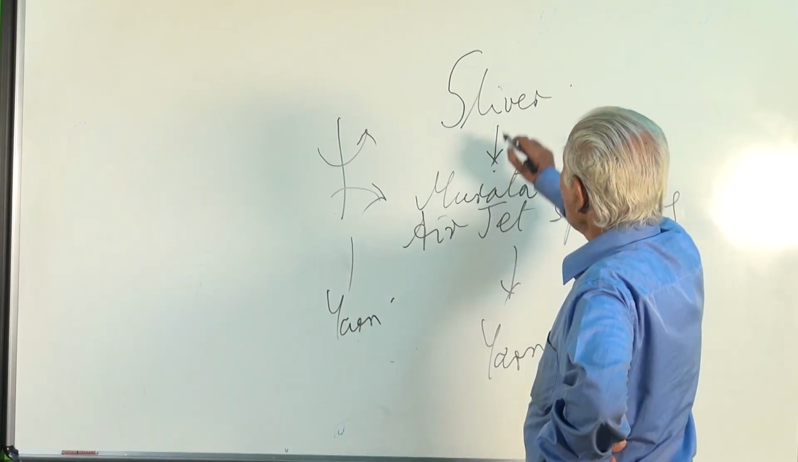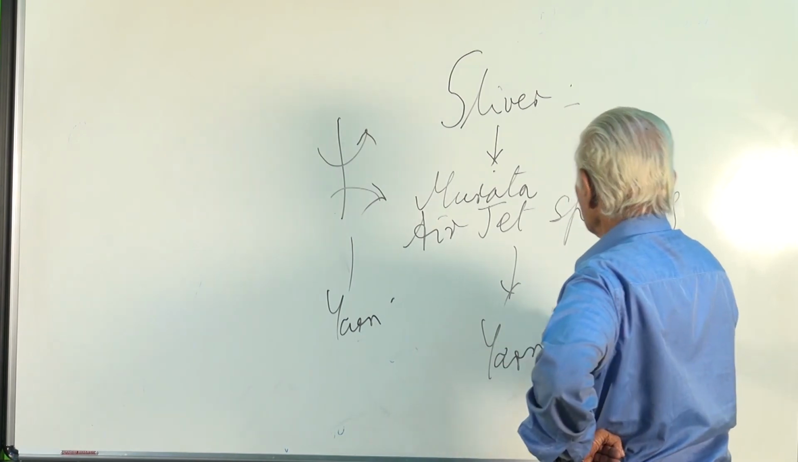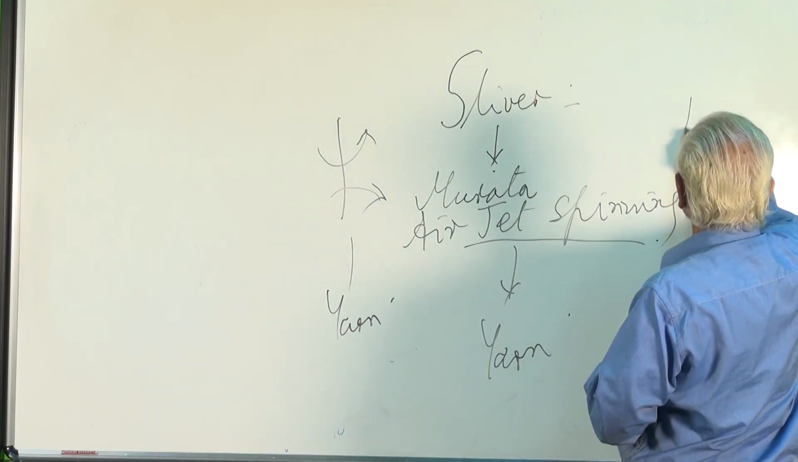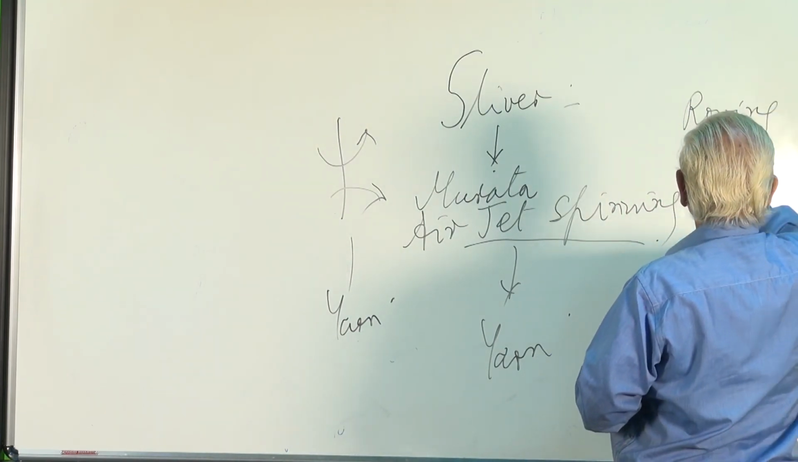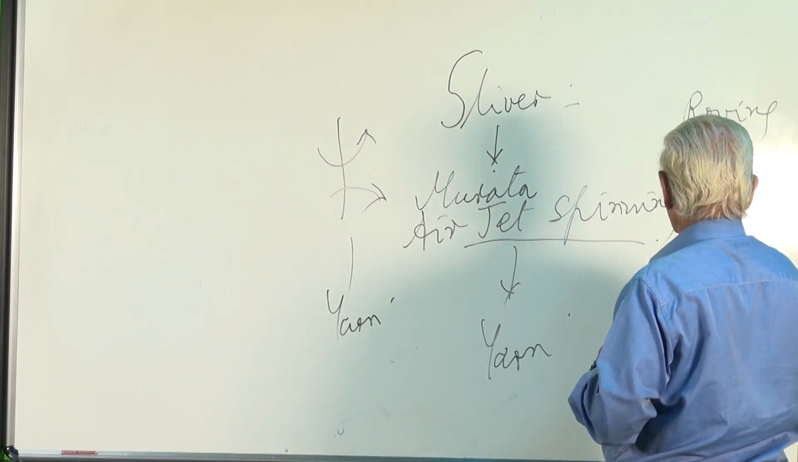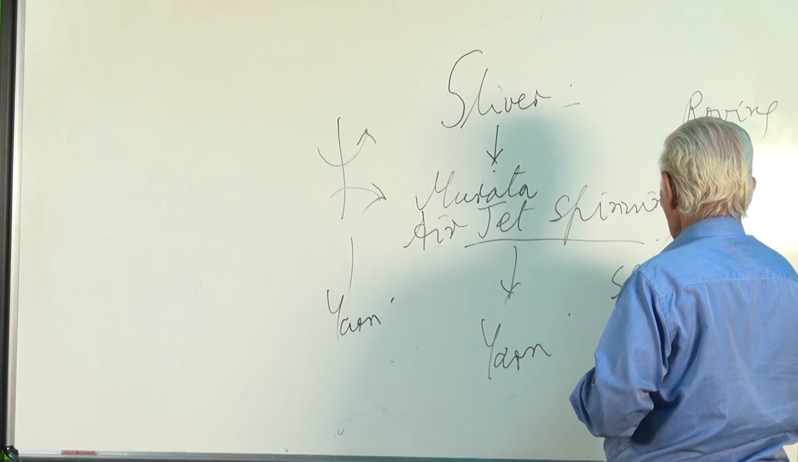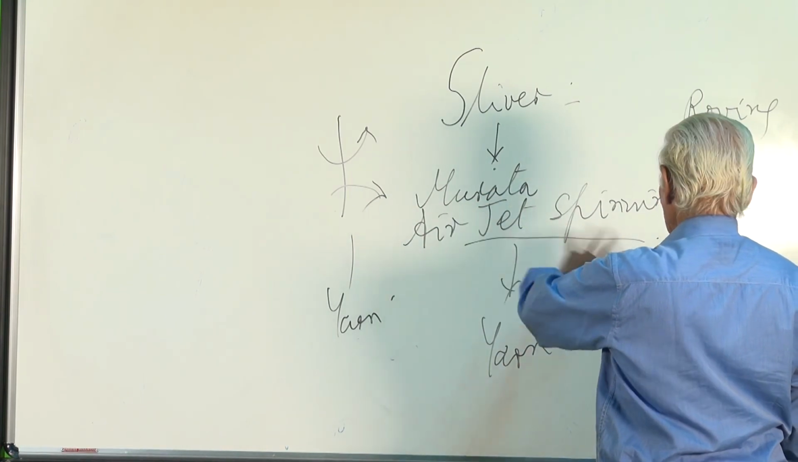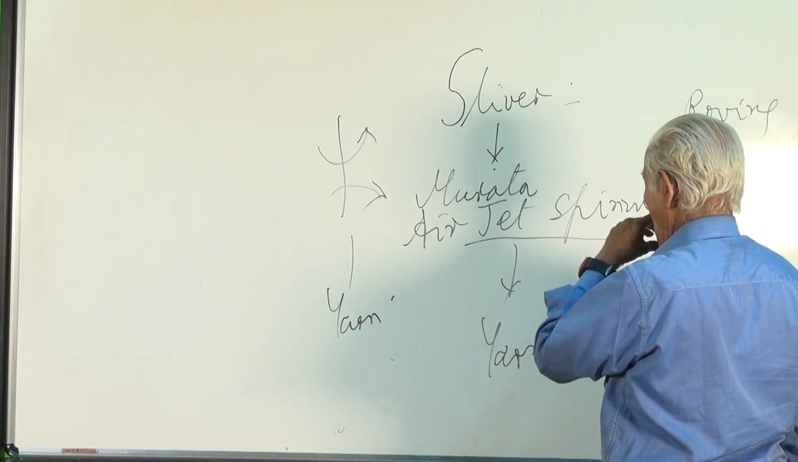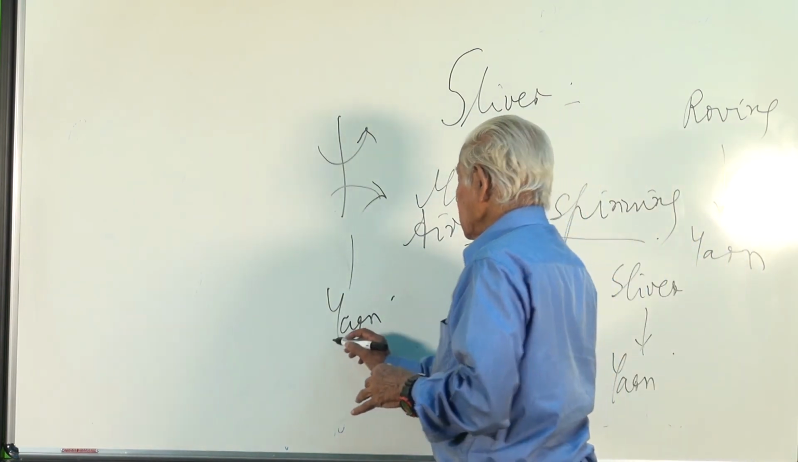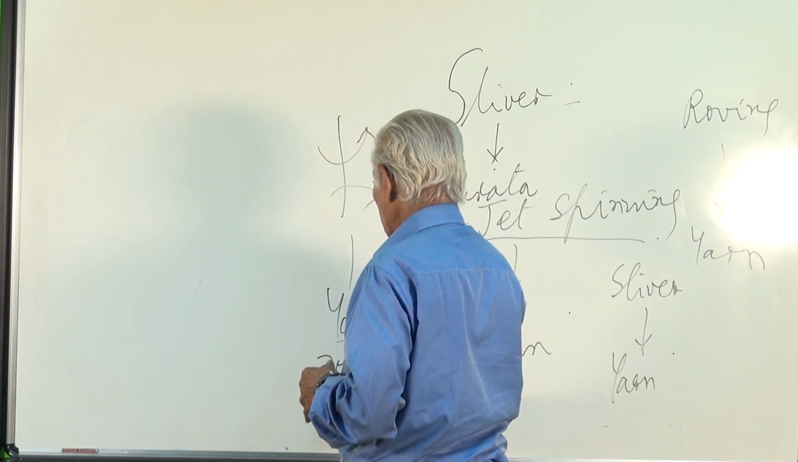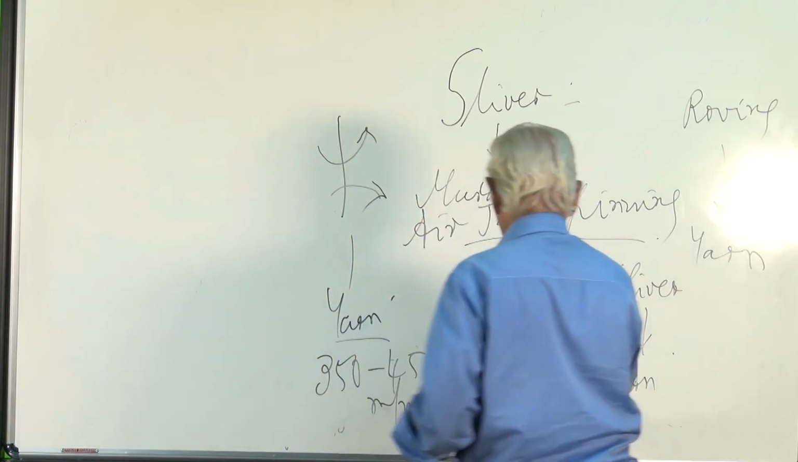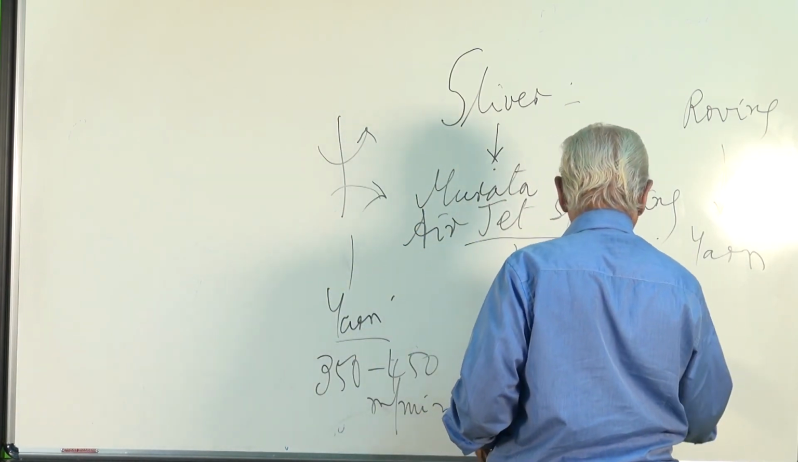As I pointed out, sliver is the input in air jet spinning and yarn is the output, whereas in the case of the ring frame, the roving is the input and yarn is the output. And in rotor spinning, sliver is the input and yarn is the output. So in a way, air jet spinning and rotor spinning are identical or similar, and air jet spinning gives an output of around 350 to 450 meters per minute, whereas ring spinning is 15 to 25 meters and rotor spinning is about 250.